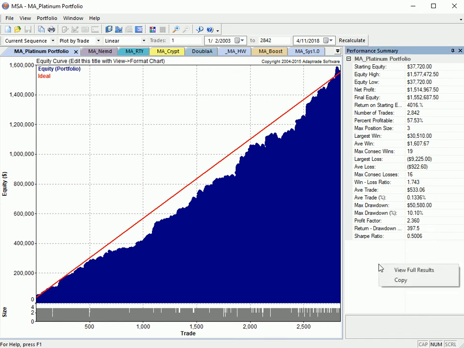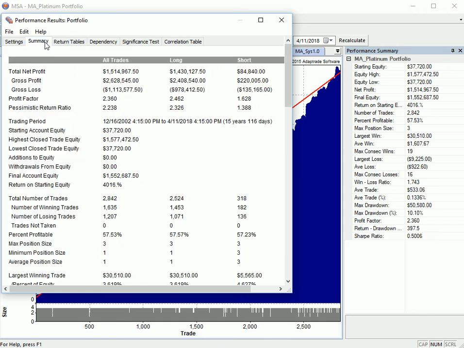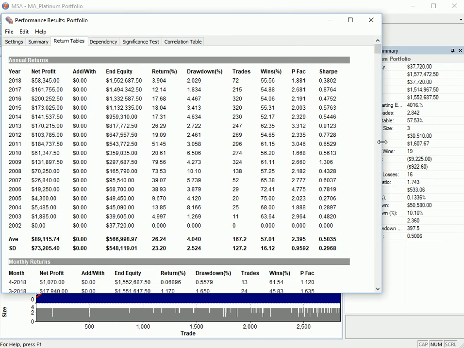In fact, if we look at the results, you see, there we go, return tables. $58,000 so far this year. All of these are the best of the best trading models. $58,000, $161,000 last year, then $200,000.